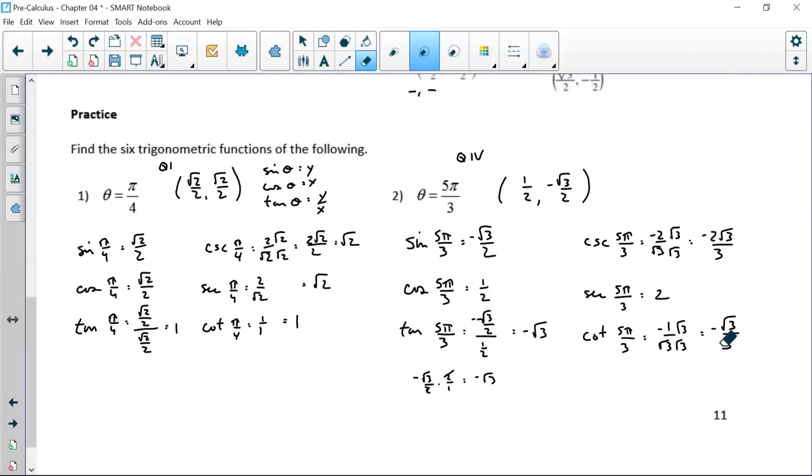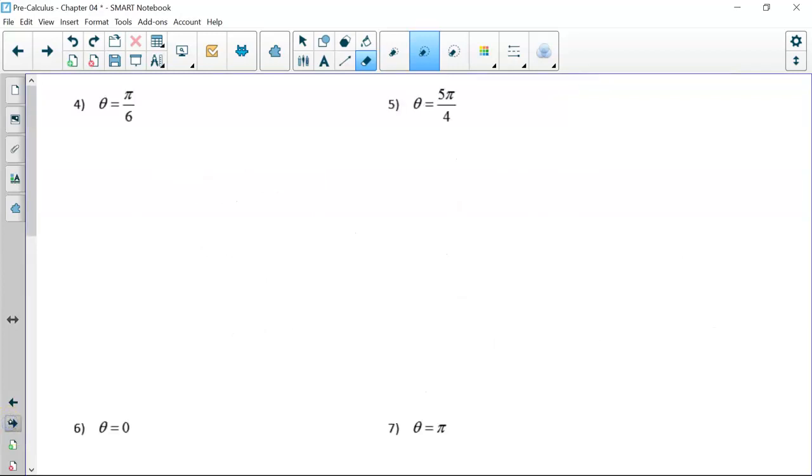Let's do a couple more. On the next page, please. Pi over 6, that's in quadrant 1. And I know for anytime it's over 6, it's going to be root 3 over 2, 1/2. We're in Q1, so our signs are both positive. So now our sine of pi over 6 is the y-coordinate. It's 1/2. Our cosine of pi over 6 is going to be root 3 over 2. It's the value of x.